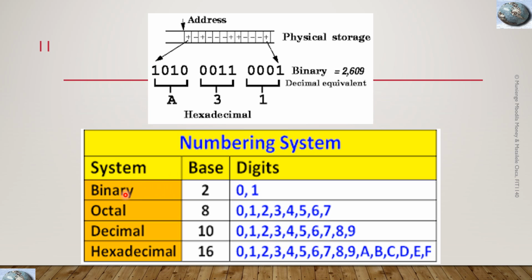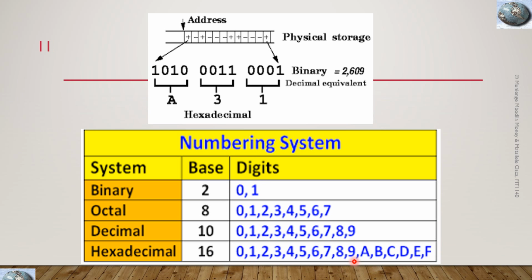We have the number system called binary, represented by base 2, and it only has 2 digits, which are 0 and 1. The octal number system is of base 8, represented by the digits 0 up to 7. The decimal number system is of base 10, represented by the digits 0 up to 9. And the hexadecimal numbers are of base 16, represented by the digits from 0 up to F.